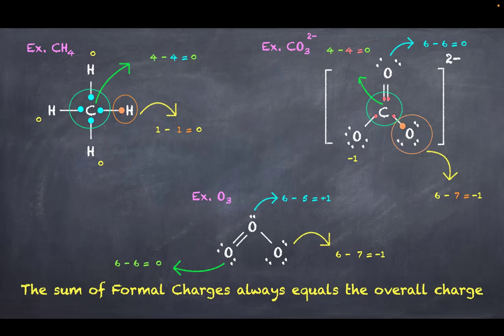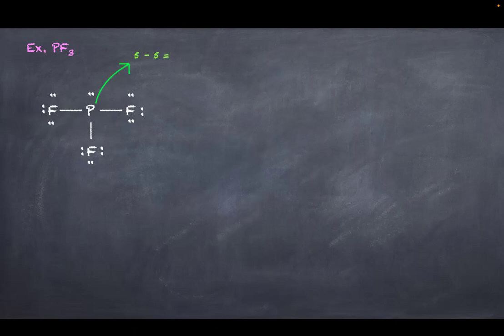Let's take a look at a few other examples, like PF3. So first step, draw the Lewis structure. Then let's take a look at the phosphorus first. Phosphorus is in group 5, so it has 5 valence electrons minus, after bonding, another 5 electrons close to it. So it's just 0. Fluorine belongs to group 7. After bonding, there's 7 electrons close to F, so it's 0 as well. And then the other two fluorines are exactly the same, so they will be 0.